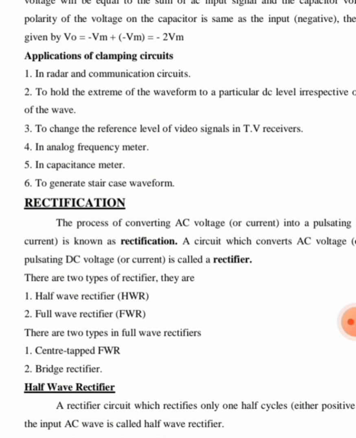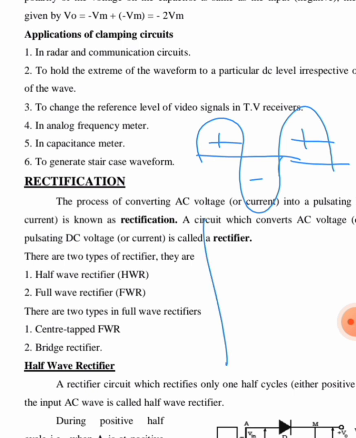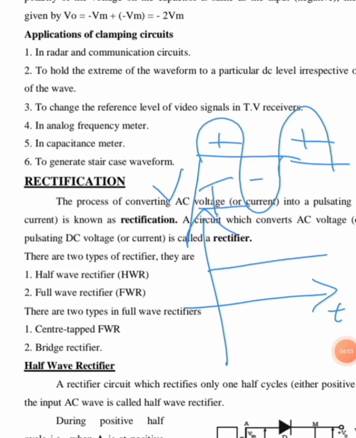AC is nothing but a sinusoidal waveform. A sinusoidal waveform will be having both positive as well as negative waveform. These are the positive half cycles, and this is a negative half cycle. Pulsating DC: if I consider this axis as time, and this as the voltage or the current, DC needs a constant line. DC is nothing but a straight line.